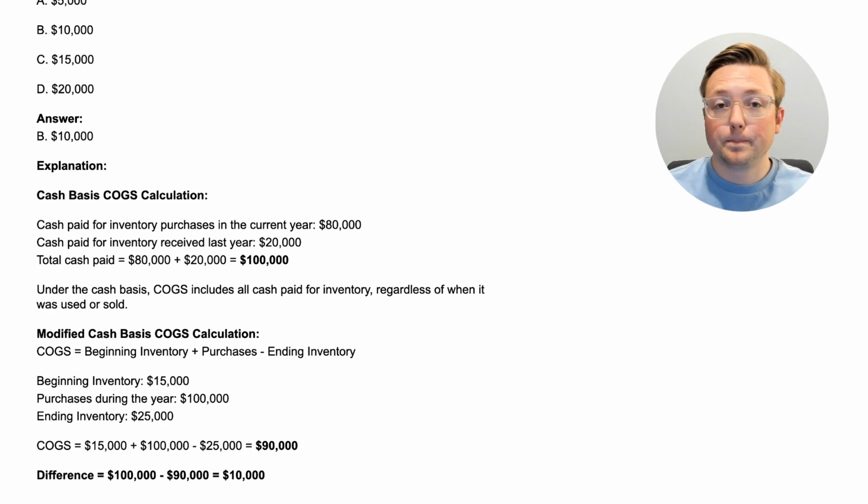But as you can see, modified cash is pretty similar to how you would normally calculate COGS. So remember that. But cash, again, all it ever cares about is, did we pay money for it this year? If not, then we don't include it. If we did pay money for it this year, then that's what's going to be included in the calculation. So I just hope you can kind of see that pattern here. Let's go to the next question to learn another difference between cash and modified cash.